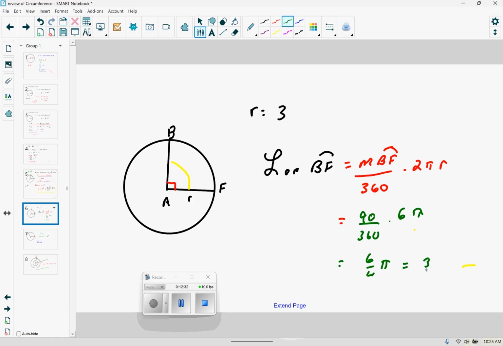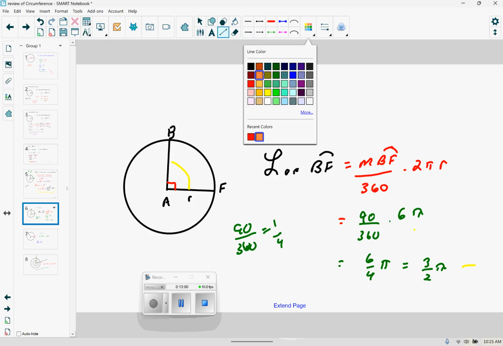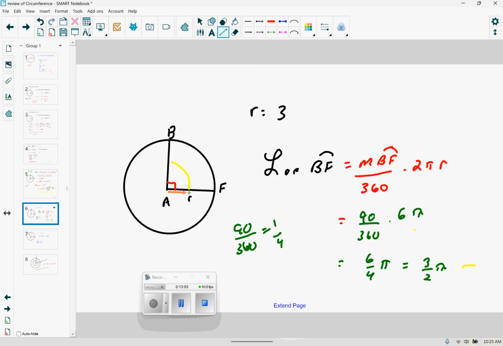That makes sense, since 90 over 360 is 1/4. If I go all the way around a circle, that's 360 degrees, and we're going to be doing this a lot in our study. If I go 90 degrees, I've only gone 1/4 of the way. So this length makes sense as 1/4 of the circumference, which is 3/2 pi.